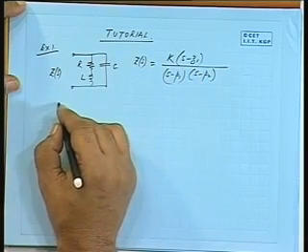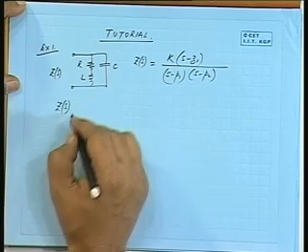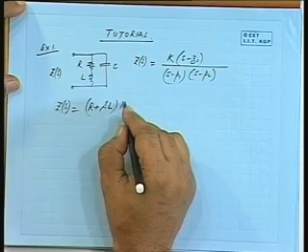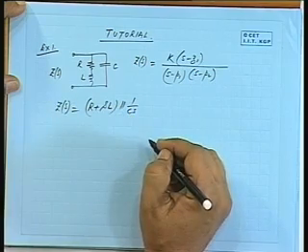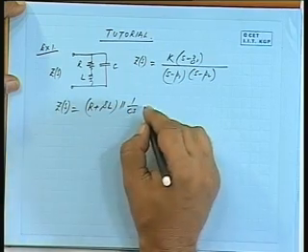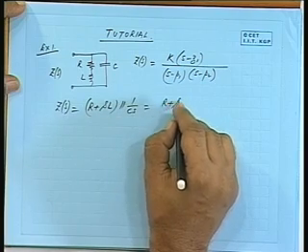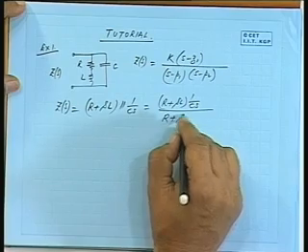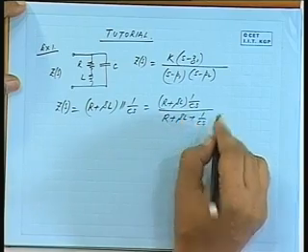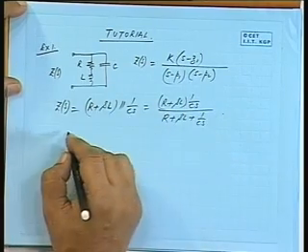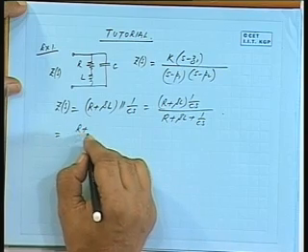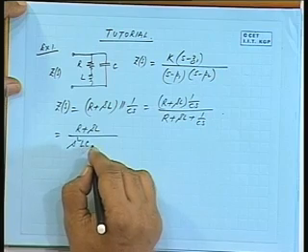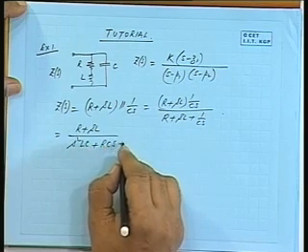So, what would be ZS from here? R plus SL in parallel with 1 by CS. So, that gives me R plus SL into 1 by Cs by R plus SL plus 1 by Cs. If I multiply throughout by Cs, that gives me R plus SL by S square LC plus RCS plus 1.